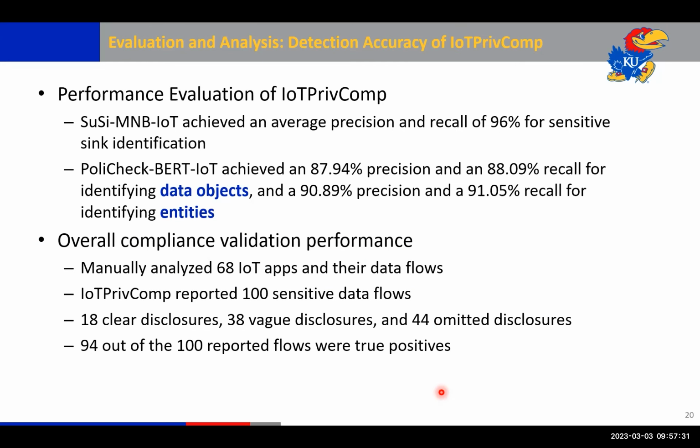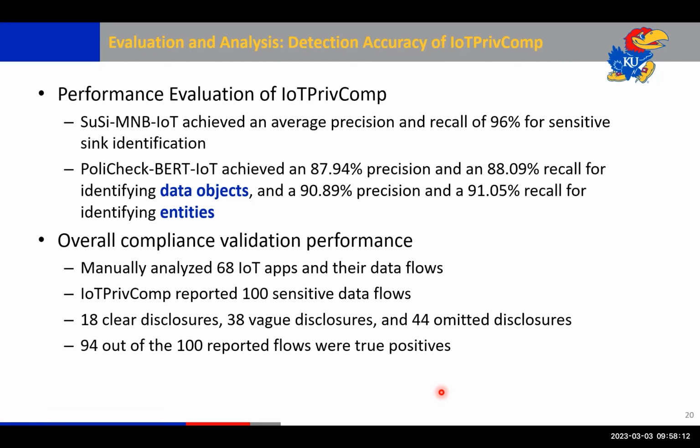For the performance evaluation, our classification approach gave a precision recall of 96%. The BERT model gave a much higher precision recall as compared to the past. The overall accuracy was 94% from our model, and we did that through manual validation. We got 68 IoT apps, random apps, and 100 flows, and we checked them manually. How many of them gave the correct results using IoTPrivComp? When we checked them manually, we saw 94% of the times IoTPrivComp gave correct results. It's a much higher accuracy as compared to in the past.